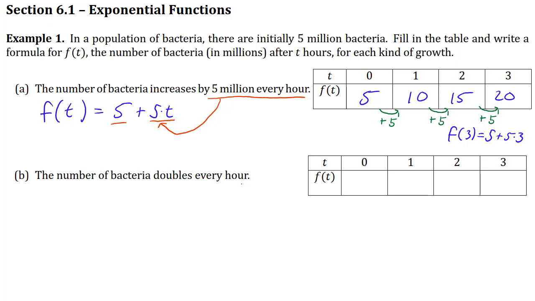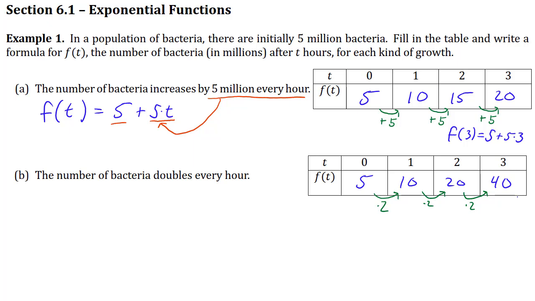So it's starting at 5 here, and then we're going to do 5 times 2, which is 10. So it doubled once in that hour. Then it gets multiplied by 2 again to become 20. Then it gets multiplied by 2 again to become 40. So that is doubling every hour.